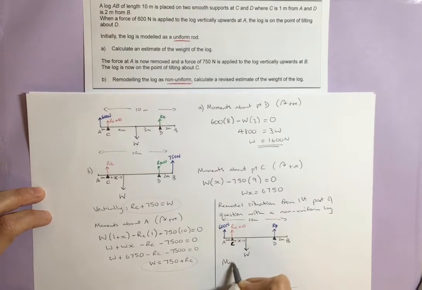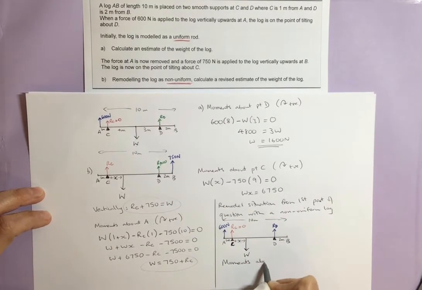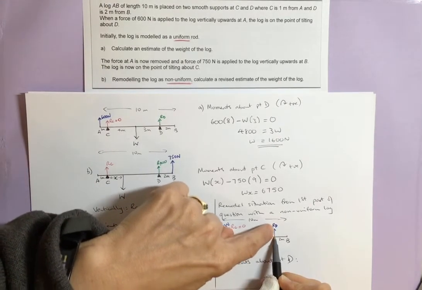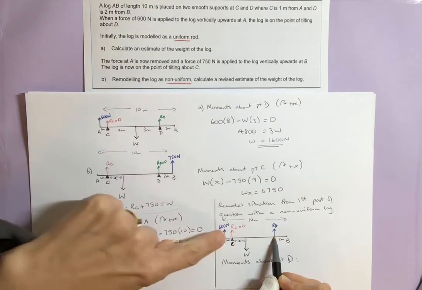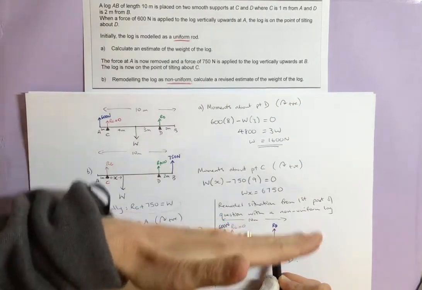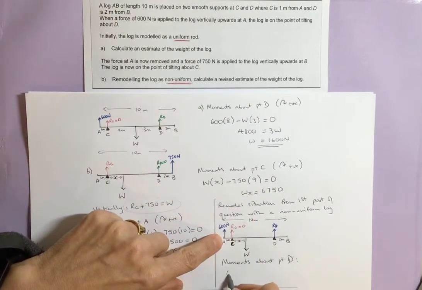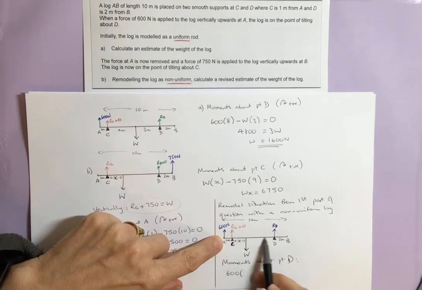So let's take moments about point D, just like we did here, moments about point D. Let's see what's going to happen there. I'm going to get moments about D. So RD, that reaction, is having no turning effect at all, so the moment's 0. RC is 0 because it's about to tilt about point D. So my 600 is going to tend to turn me clockwise. And that distance from D is this whole distance. So if the whole lot's 10, this is 2. That distance is 8.